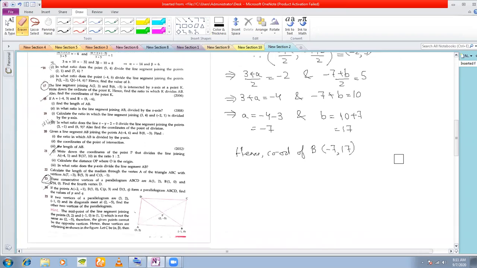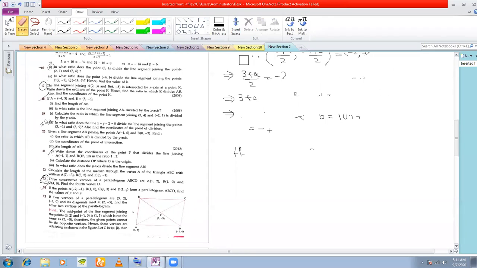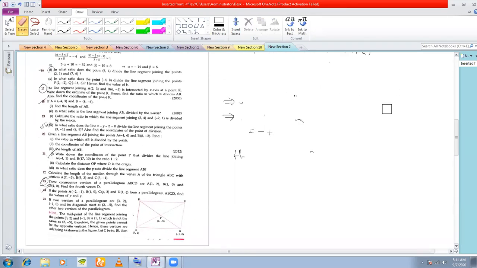Okay. Let's move on to number 23. Three consecutive vertices of a parallelogram ABCD are given. Okay, find the fourth vertex. Draw a parallelogram.